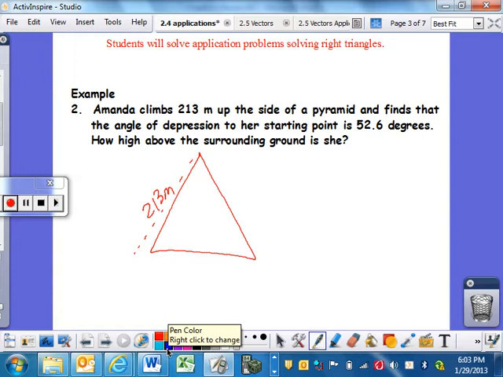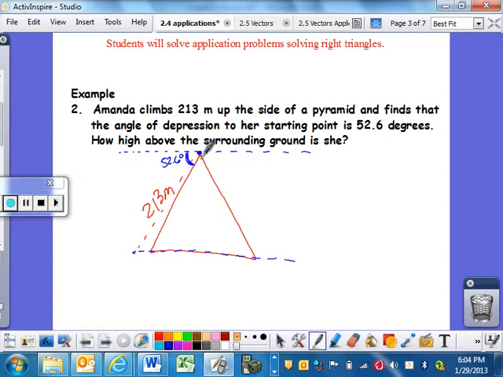We have to talk about what angle of depression is. So we have the person standing on top of the pyramid. Angle of depression, we're going to imagine that there is a line that is parallel to the bottom of the pyramid. Angle of depression is from the top, or your eyesight, back down, because it's depression. You're going down, looking towards the bottom of the pyramid. This angle right here is the 52.6 degrees. And what we need to figure out then is how high above the ground is she?